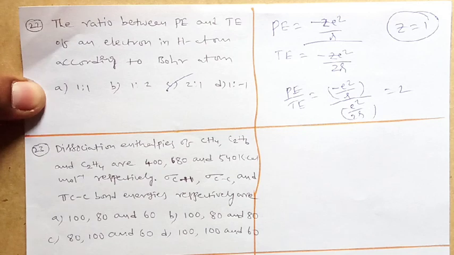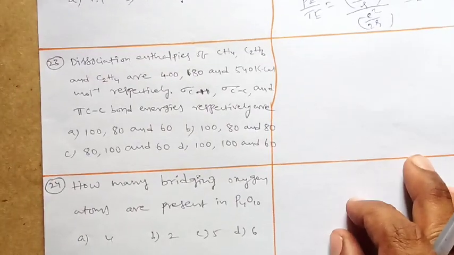Is it clear? Based on this, if they ask about different atoms, just remember the Z value. From here you can also find the kinetic energy, because potential energy plus kinetic energy equals total energy. Whatever question they ask based on energy, this is the only way. It is very simple. Now look at the next question.